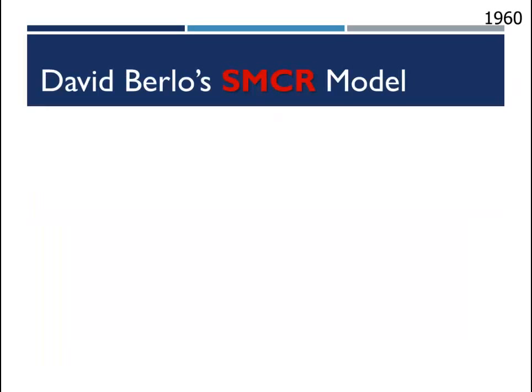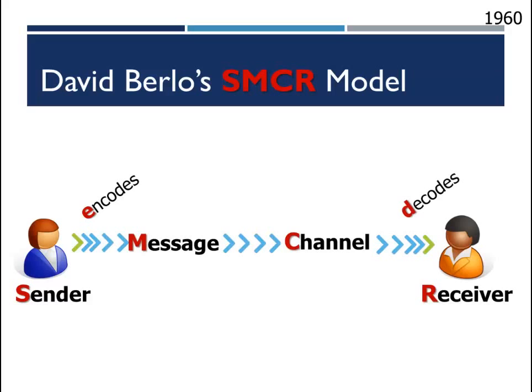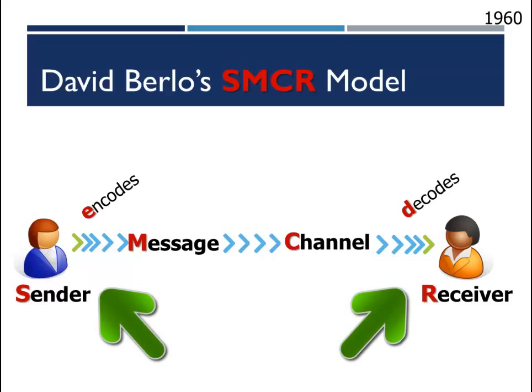It is helpful to review David Berlo's SMCR model, where a sender encodes a message that goes through a channel that is then decoded by the receiver, who translates that into meaning in her mind. Language, then, is used by both the sender encoding the message and the receiver decoding the message, meaning that misunderstandings due to language are not always the sender's fault.